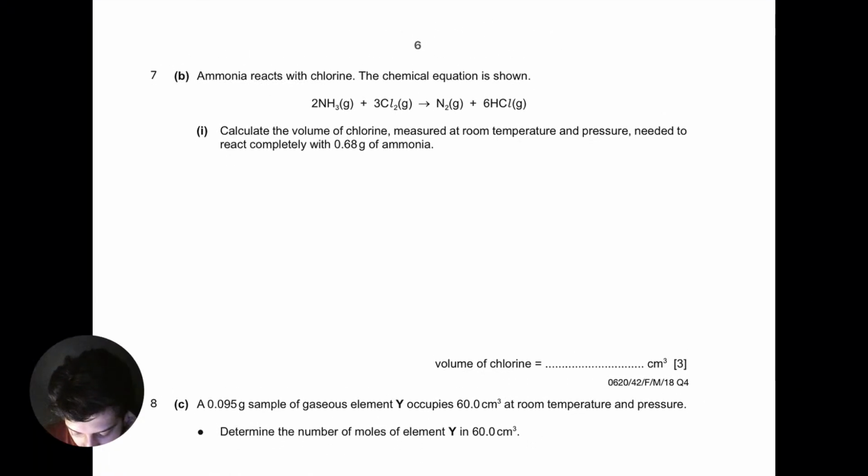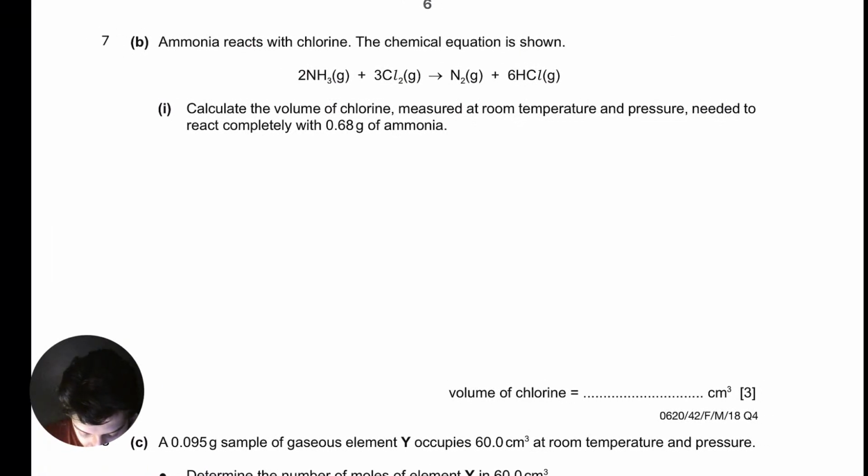Actually, that's not a bad idea. I think most people get confused as to what we're doing. So let's write that down. So what's given to us, or what are the facts? Mass of NH3 is given to us, which is 0.68 grams, and they're asking for volume of Cl2. That's what I have to find out.